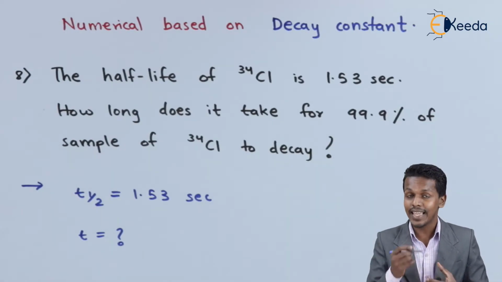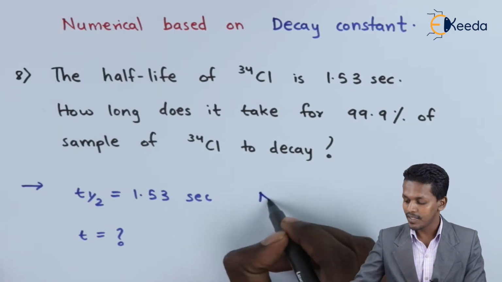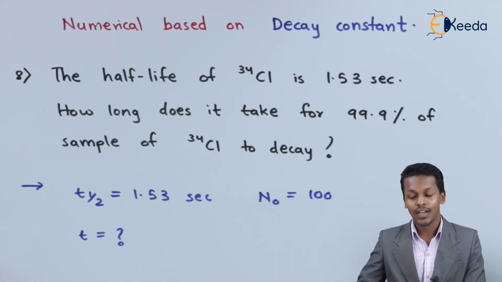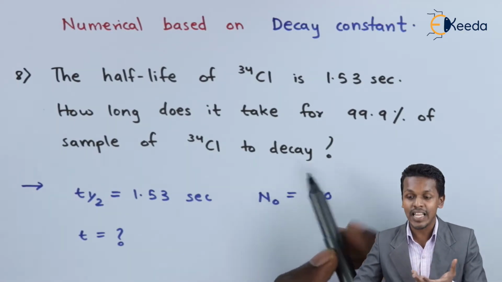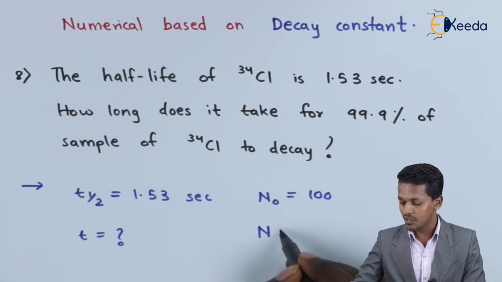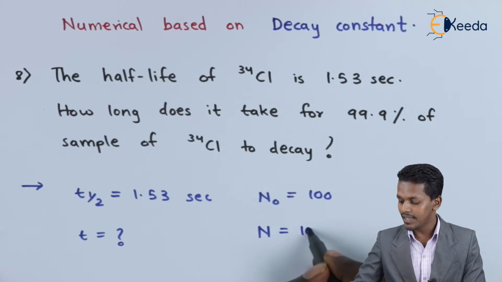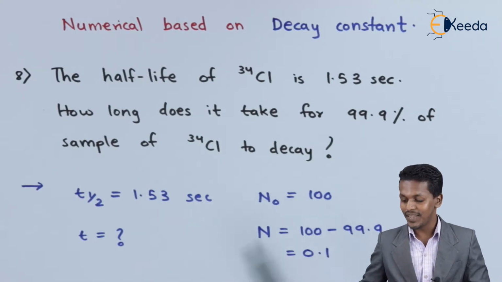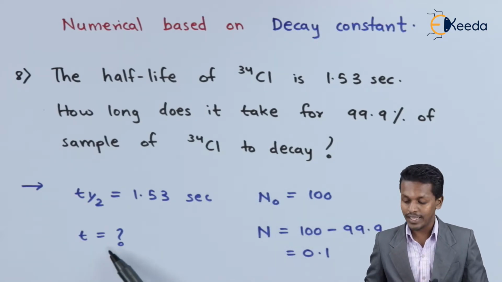So for that we can say the initial number of nuclei present, N naught, is suppose 100%, out of which 99.9% has undergone decay. That means what is left, the N which is left after an interval of time T, is 100 minus 99.9, which is 0.1%. So here we have various values, that is T half, N naught, N, and we have to find the value of T.